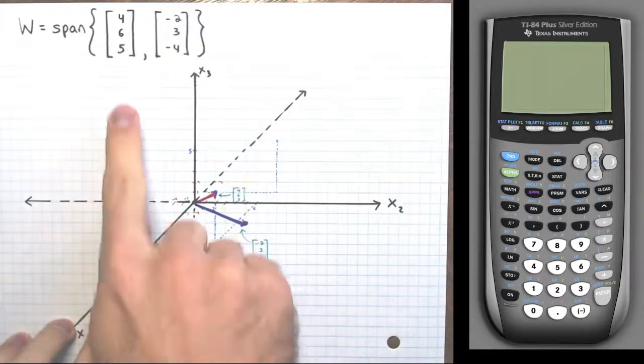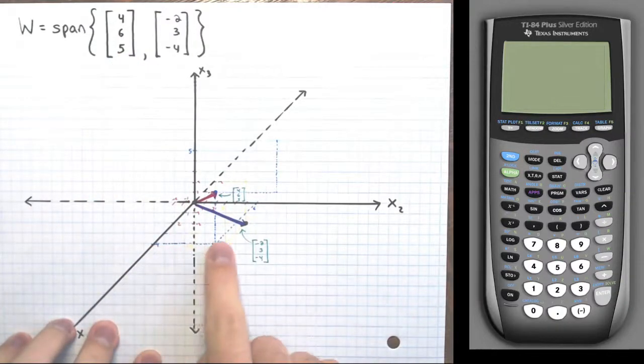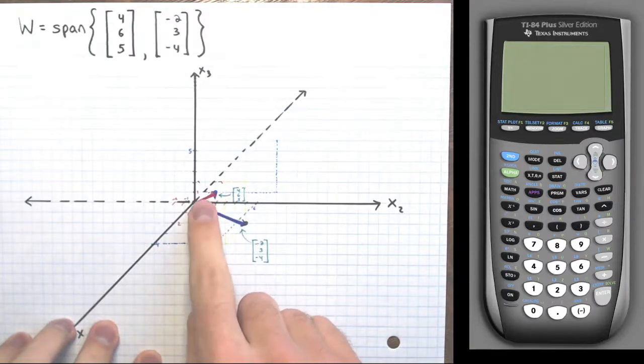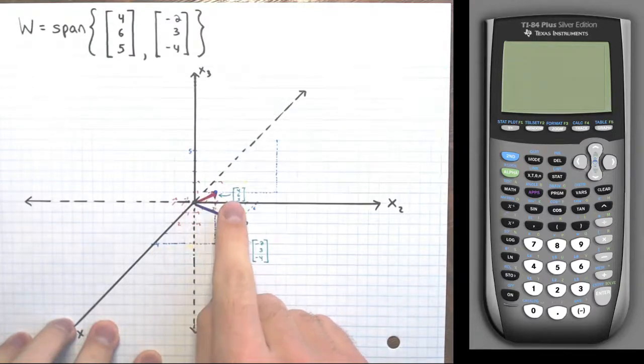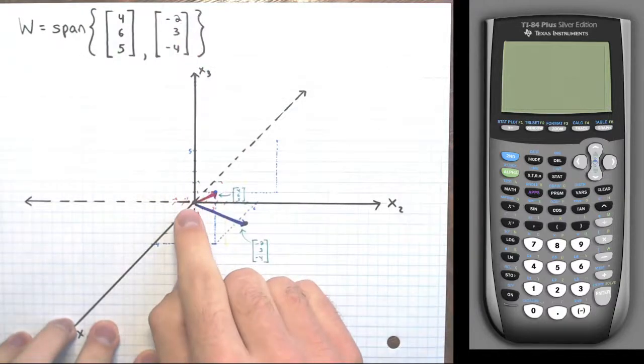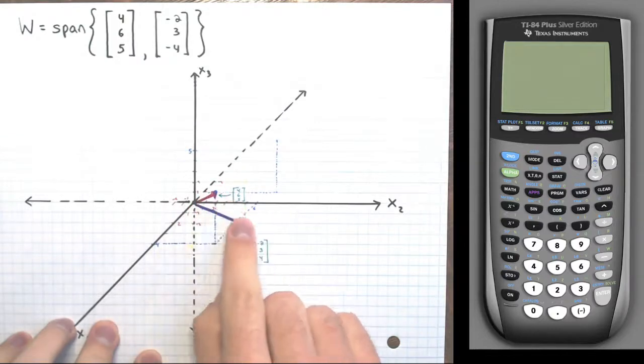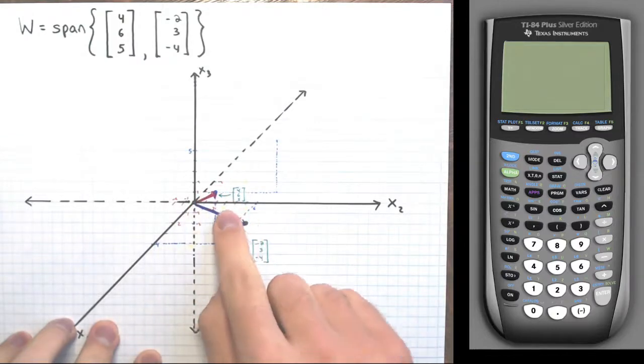So again, for (4, 6, 5), I went to 4 on the x1, 6 on x2, made a little parallelogram, and then 5 units up, and then there's that vector from the origin out to that point, (4, 6, 5). And then for (-2, 3, -4), again, I went to -2 on the x1 axis, 3 on the x2 axis. It's in yellow.